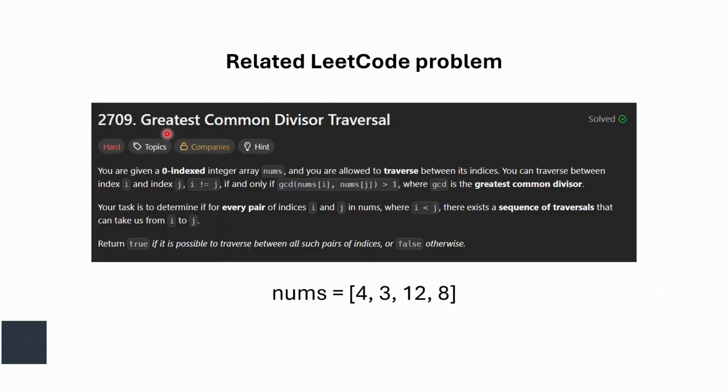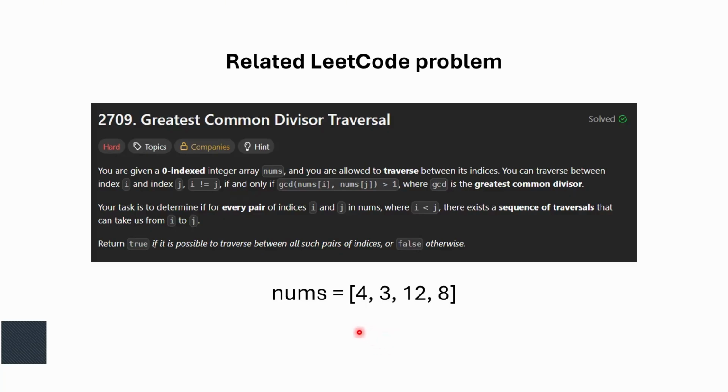This problem is called the greatest common divisor traversal. You can read the question by pausing the video. If you have read the problem, you will know that we essentially return true if for all pairs i and j, given that i is on the left of j, there is a sequence of valid traversals for each pair.